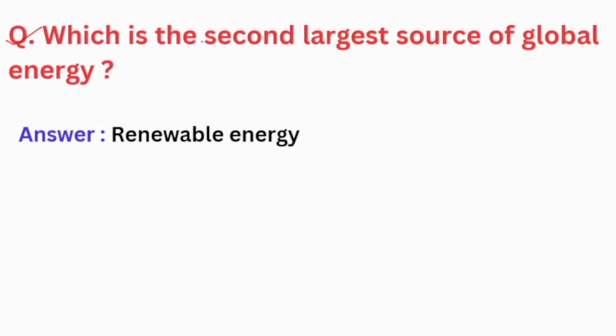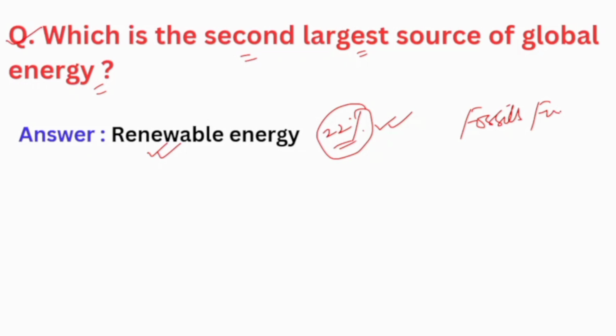next is, which is the second largest source of global energy, and the answer is renewable energy. Renewable energy is the second largest source of global energy, and it produces around 22% of the total global energy. Okay, and fossil fuels remain the largest source of global energy. It produces around 67% of total global energy. Okay, let's move on to the next question.